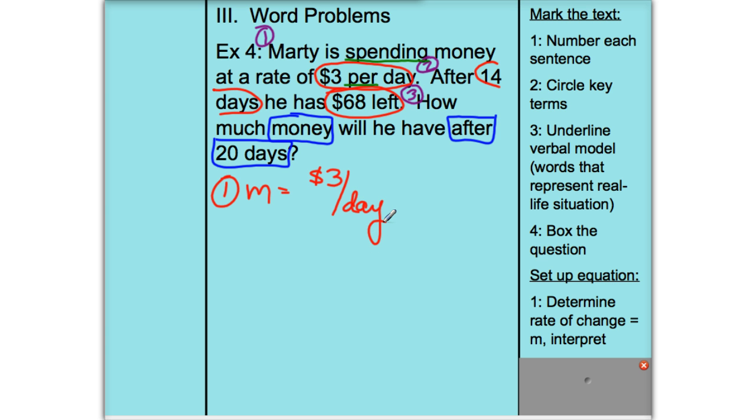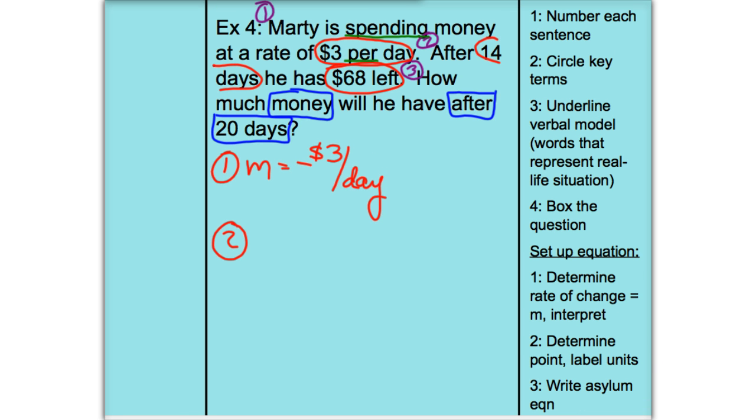Now, one of the other words that I underlined was spending. And we talked about how spending means the money is going down or our rate of change is negative. So make sure you take all of that information into account when you're setting up your information.